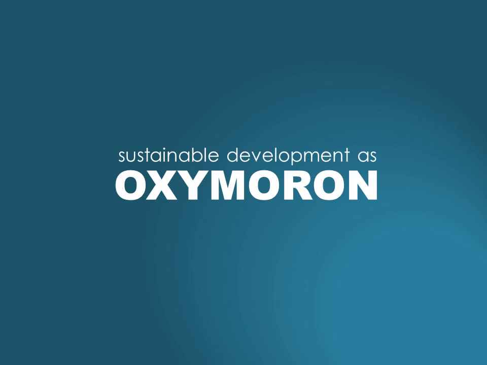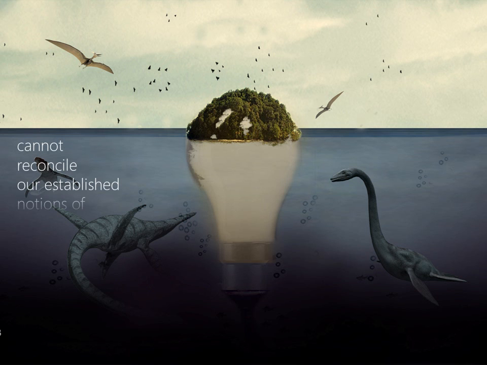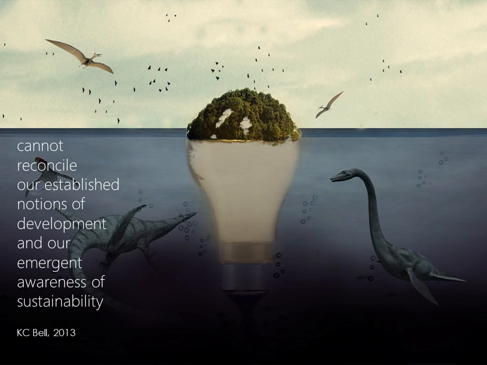This has led some critics to suggest that that very approach of maintaining what we're doing in the form of sustainable development is in fact oxymoronic. It's a contradiction in terms. K.C. Bell told us that we could not reconcile our ideas of development, which is based on the capitalist model expanding around the world since the end of the Cold War, with an emerging awareness of the limits to the resources upon which capitalism depends to give us the riches that we desire.